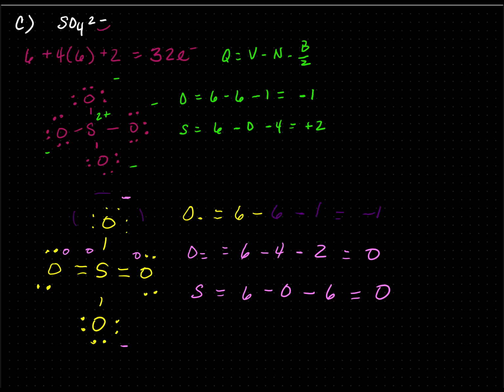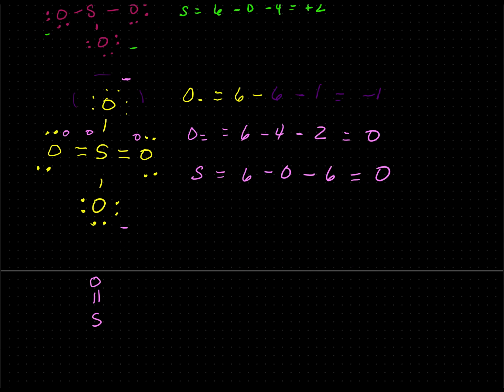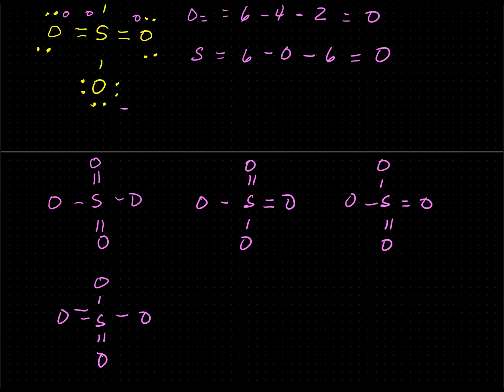Since this structure has a double bond, it will have resonance structures. The double bond could be on the top and the bottom. The double bond could be on the top and to the right. The double bond could be to the right and to the bottom. The double bond can also be from the bottom to the left, or from the left to the top. So these are all possible resonance structures, and we have to put in all the lone pairs.